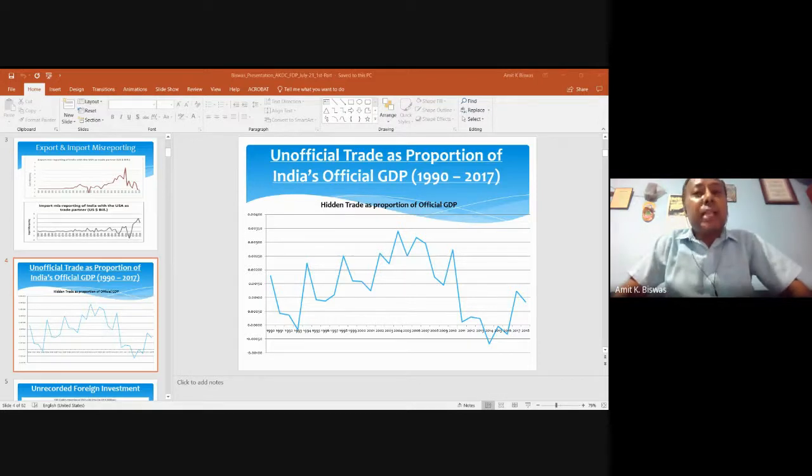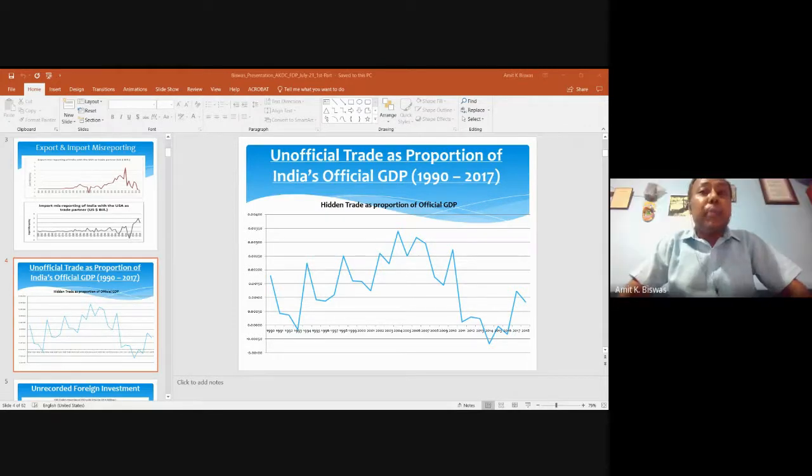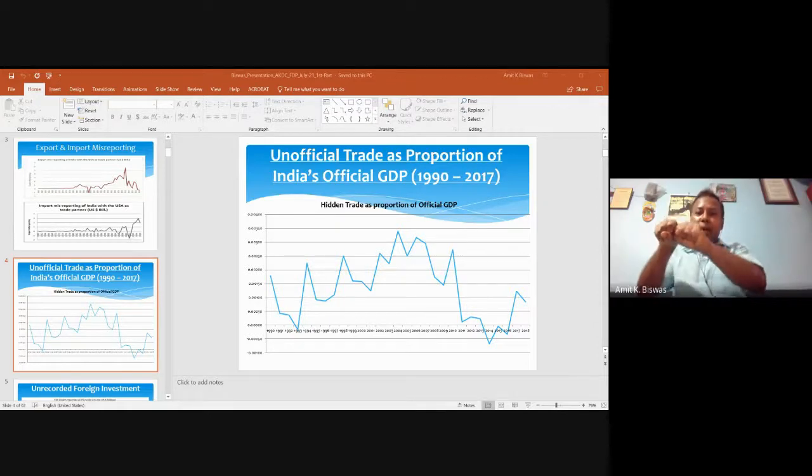So should your balance of trade look better or worse, Himadrija? Worse. It should look better. Better, okay. Better because you have taken $10,000 out of our GDP, but you say I didn't take any money. So actually it should look worse, but it does not look like that.